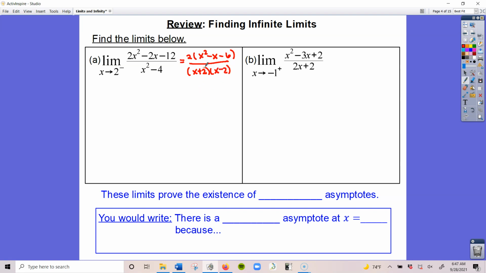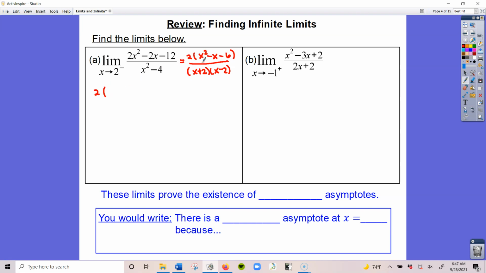Now, I didn't mention this before I started, but the whole reason why we're doing this is because if you just plug in the 2, then you would get 0 in the denominator. So we want to be able to factor it, so that maybe that problematic factor will cancel and we'll be able to find that limit. So I need to continue factoring, so we're going to factor that numerator completely. So we have the 2.